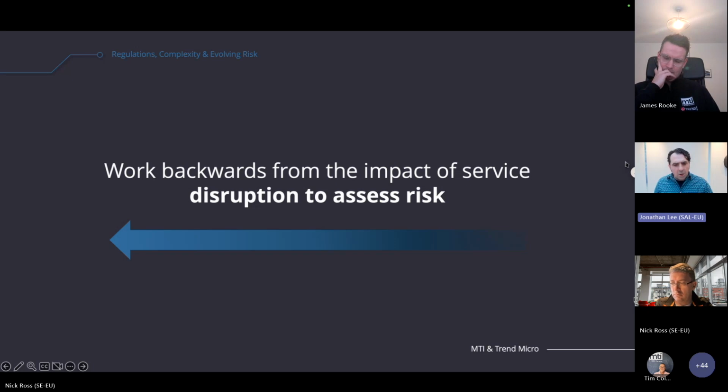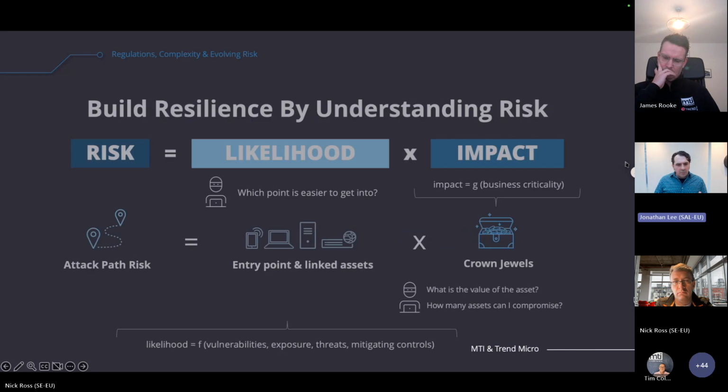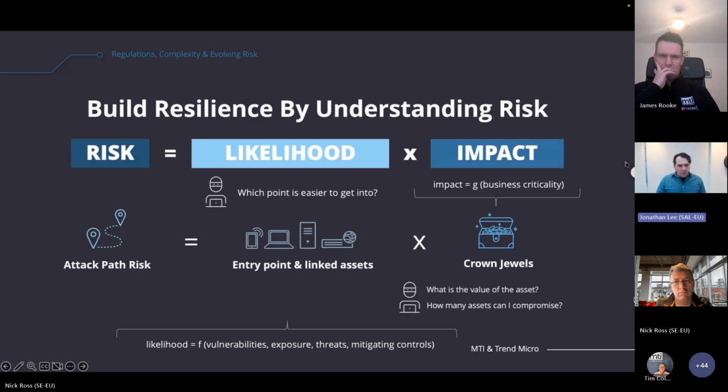So you need to look at working backwards from the impact of disruption to assess that risk. And we have a model here that looks at how you do that, which informs the way that our attack surface risk management tool works. So we look at, first of all, what does that attack path look like? Where is that risk? And what's the likelihood of someone going after that particular entry point into your network?